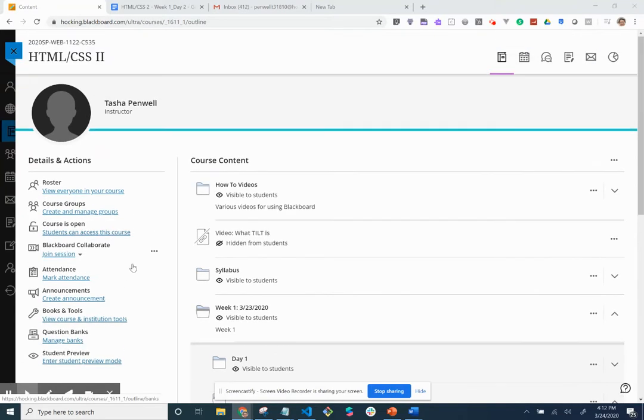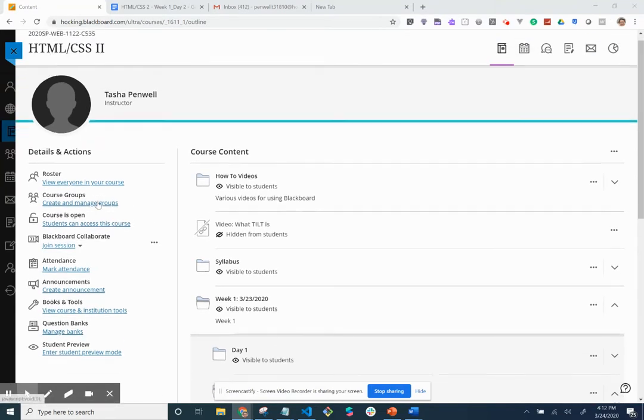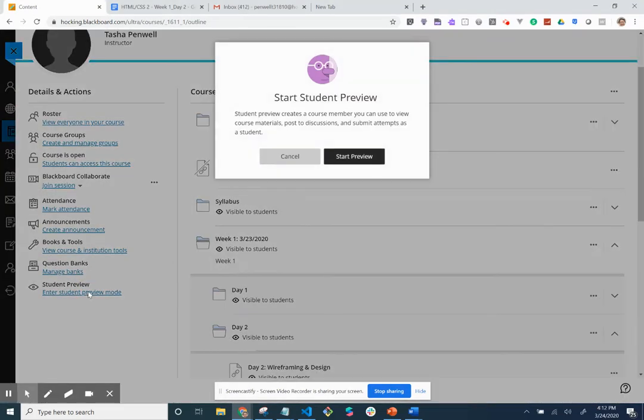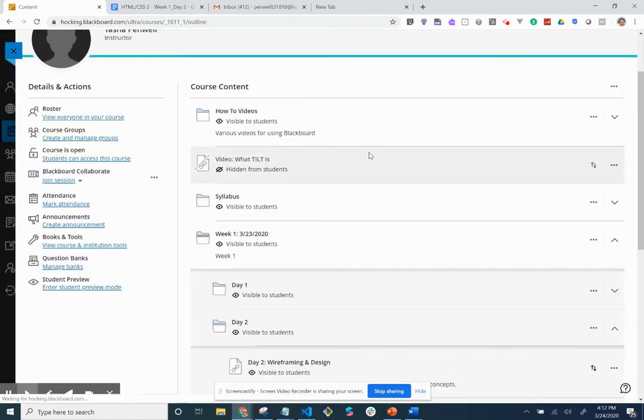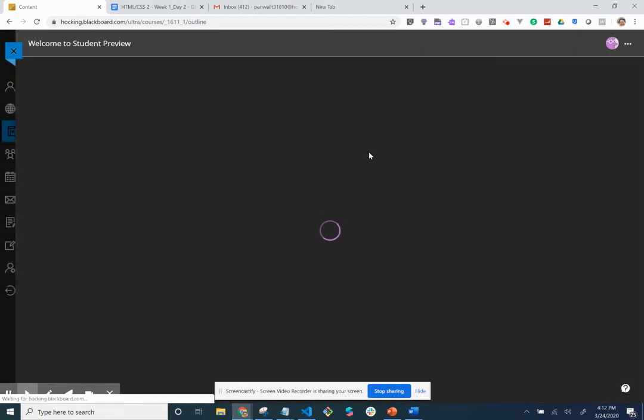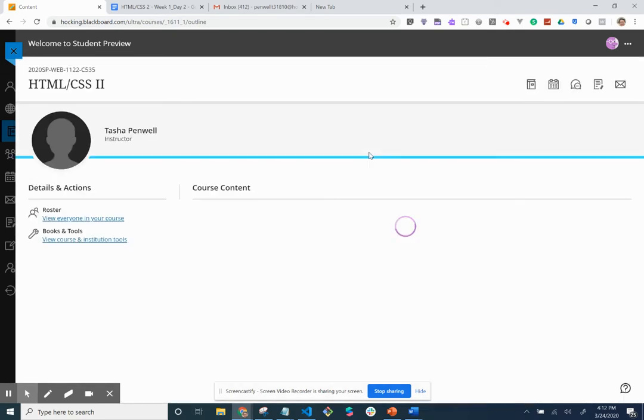Hey everybody, so versus the HTML, CSS, I'm going to go into student preview mode so I can see what you see and you see what I see, and my rhyme has ended.